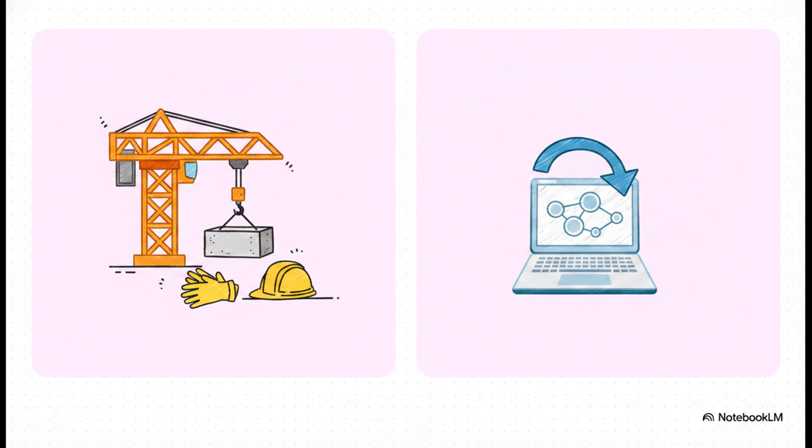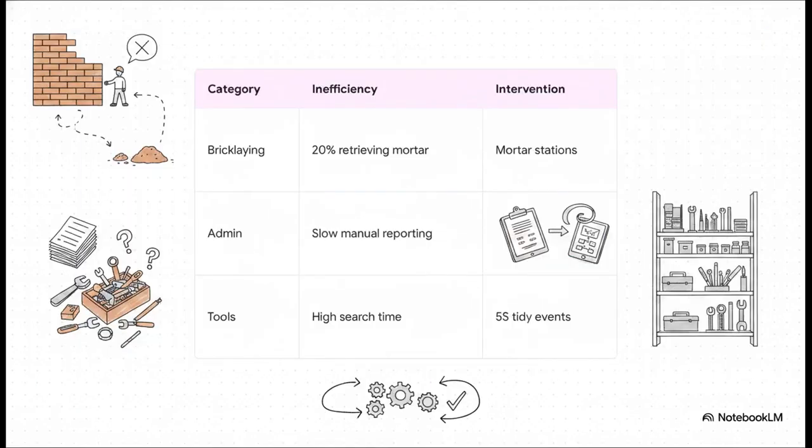The crazy part is, the underlying mechanics of eliminating waste remain exactly the same across these vastly different fields. Let's look at how this plays out in the real world. Think about bricklaying. Your mapping might reveal that a highly skilled worker wastes 20% of their days simply walking back and forth to grab mortar. The Kaizen intervention here is simple but profound. Reorganize the work sequence to create localized mortar stations, and boom, you instantly erase that travel waste.